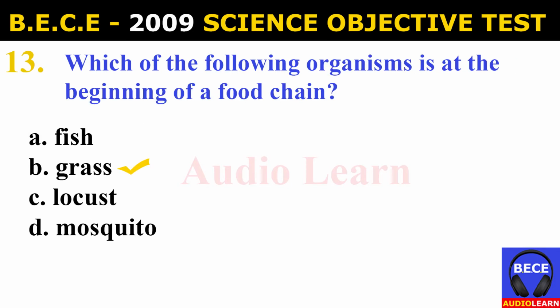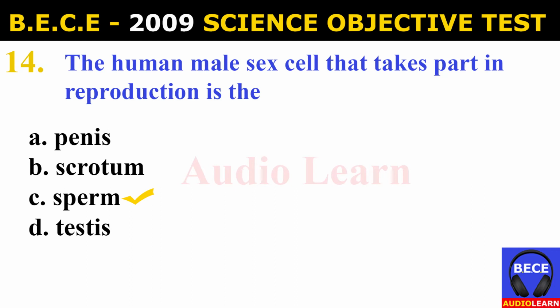Number 13. Which of the following organisms is at the beginning of a food chain? A, fish. B, grass. C, locust. D, mosquito. And the answer is B, grass. Which of the following organisms is at the beginning of a food chain? Grass.